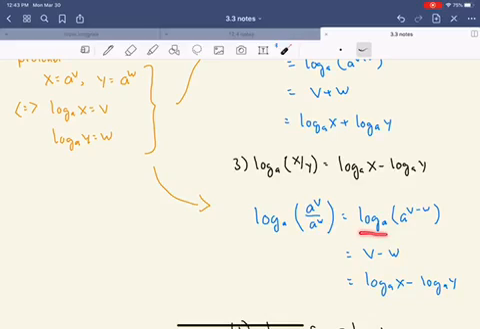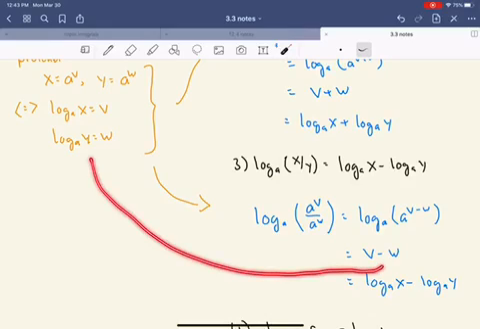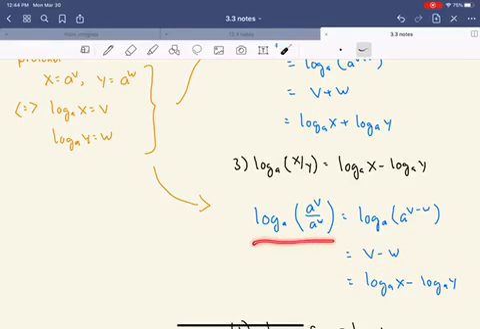Now, using the definition of log, remember log base a of a to the v minus w is just equal to v minus w. But again, v is log base a of x, and w is log base a of y. So, division inside the logarithm means you subtract the two logarithms.